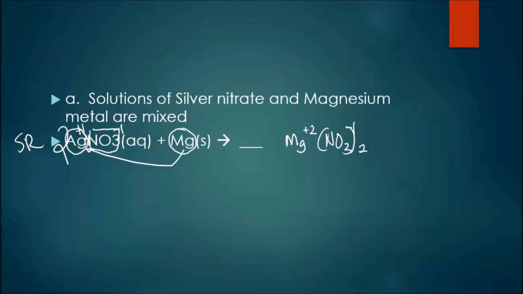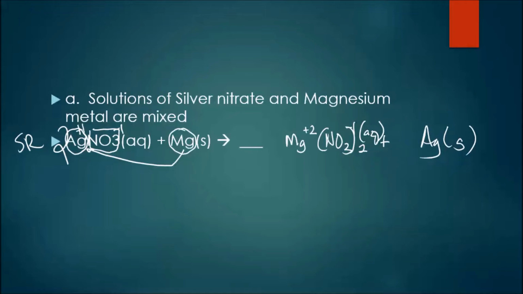Okay, so who gets kicked out? Silver. Is silver one of our 7 elements that come as a twosome? No. So we leave silver alone. What is the phase of silver? All metals are solid, except for mercury. Okay, what is the phase of magnesium nitrate? All nitrates are aqueous.